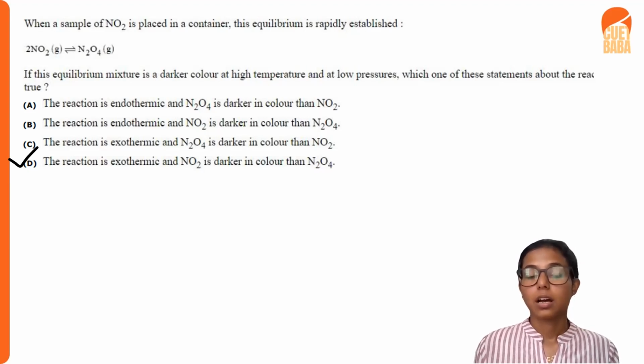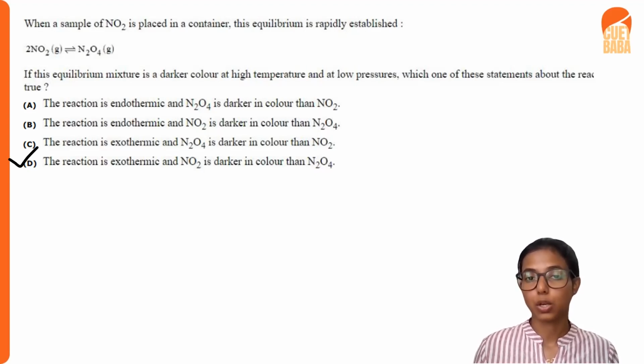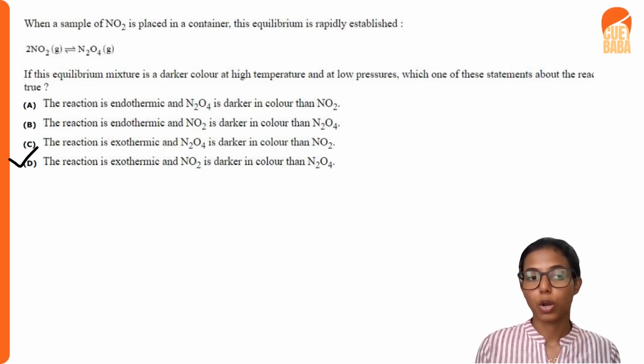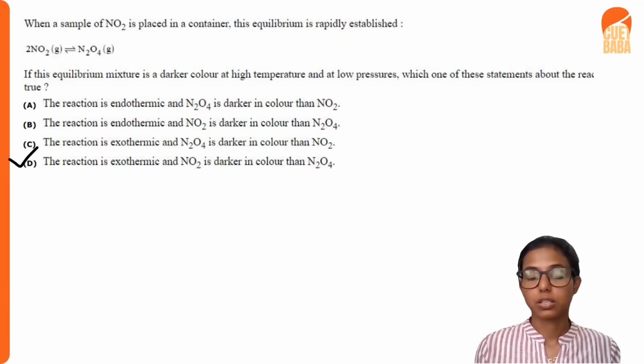So the right answer is that NO2 is darker in color than N2O4, because when temperature increases, the system becomes darker in color. That is, the system is trying to accelerate the endothermic reaction, and more production of NO2 is favored when temperature increases. So the backward reaction is endothermic and the forward reaction will be exothermic. We are asked to find the nature of the forward reaction, so the forward reaction will be exothermic, and NO2 is darker in color than N2O4.